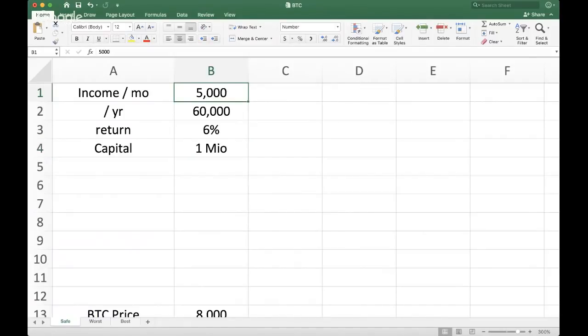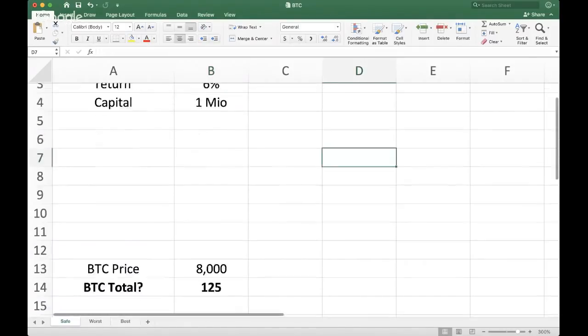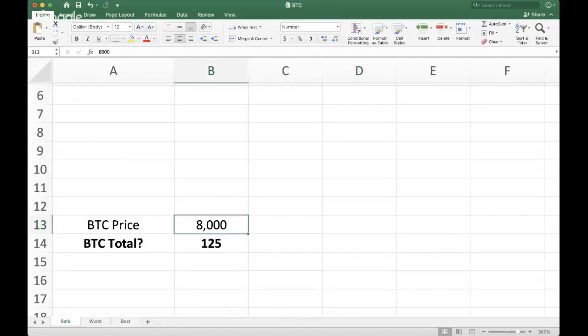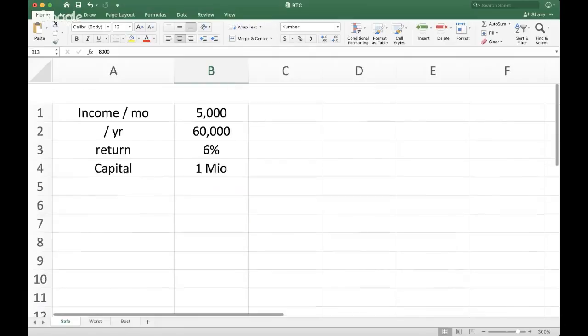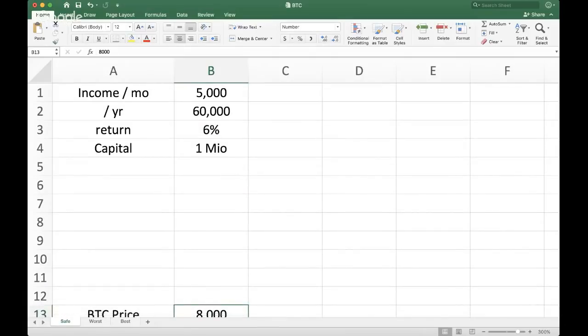So simple math. If we assume the Bitcoin price, and I'm just using $8,000 to be super simple, then what you would need is 125 Bitcoins. So if you have 125 Bitcoins right now and you want to retire with $5,000 a month, that's very basic math. I think there's no secret around this, very straightforward.